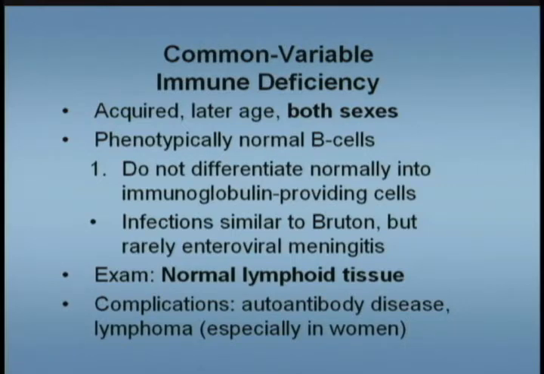Again, on exam, to differentiate this from Bruton's further, so you know Bruton's is only boys. Bruton's, they have lymphoid hypoplasia. In this particular case, it can be boys or girls, and in this particular case, no enterovirus, and in this particular case, also look for normal lymphoid tissue. Complications include lymphoma, particularly in women.